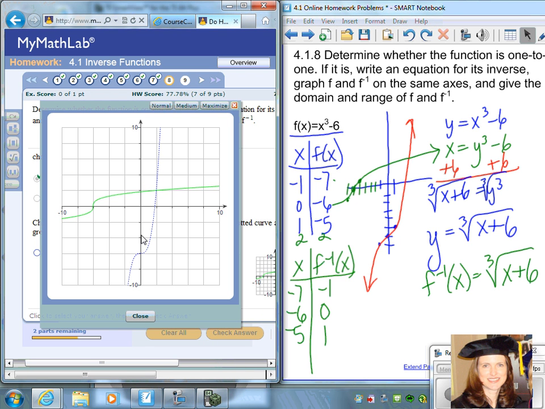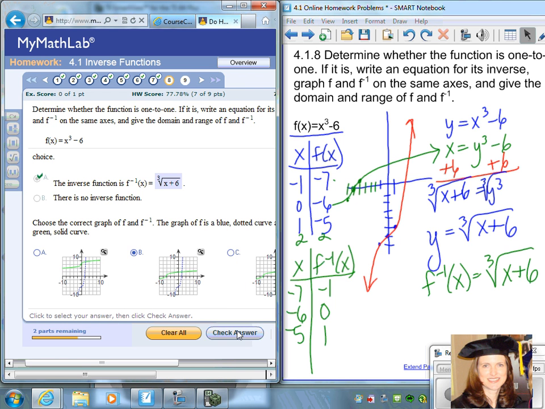If we zoom in here, you see that basic cubed is the dotted blue line. That's our original function, the basic cubed function shifted down 6. And then the inverse has this curve here. So that is the correct choice B. Let me check your answer.